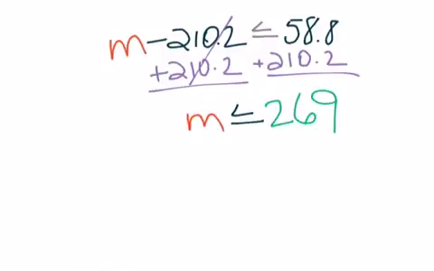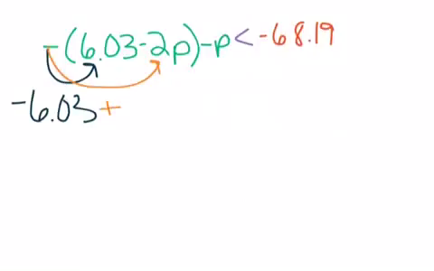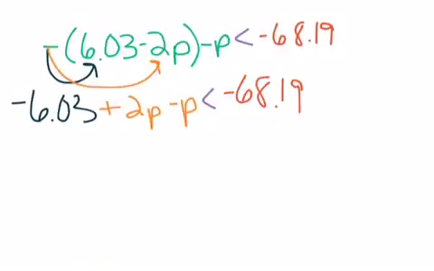you subtract or add. Okay, the last example we're going to do is this one right here. So the first and foremost thing, I'm going to distribute this negative 1. So this is going to be negative 6.03. This is going to be a positive 2p. Bring down that minus 2p. Less than negative 68.19. Okay? Now after I've distributed, I'm going to combine like terms on either side.